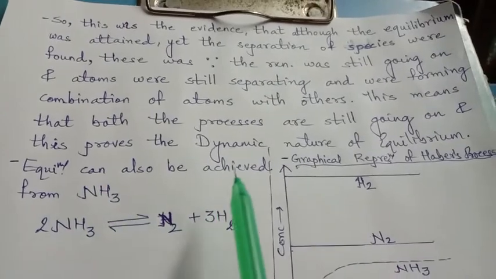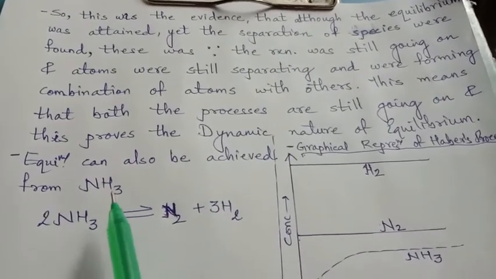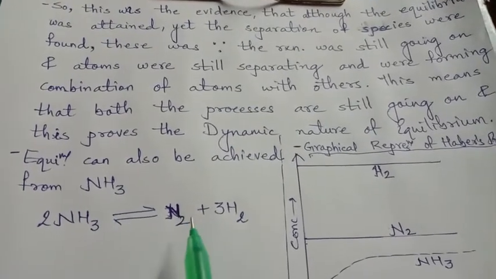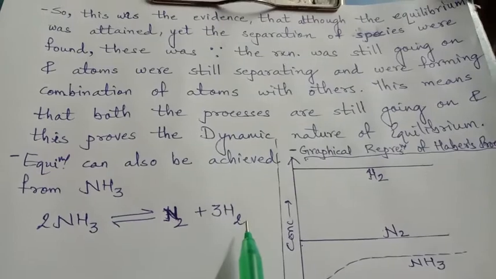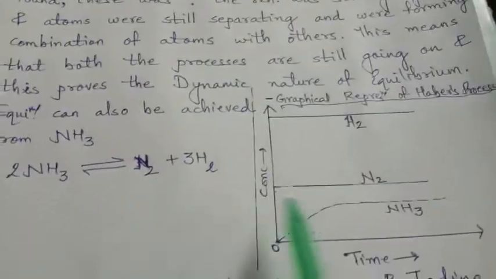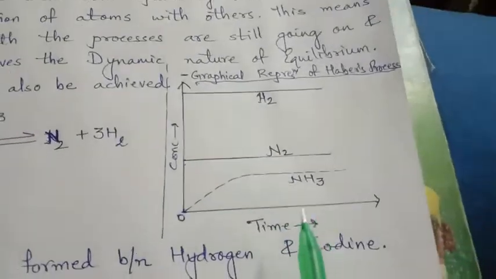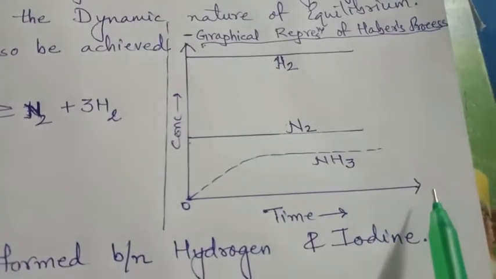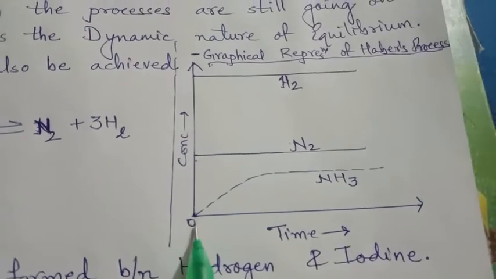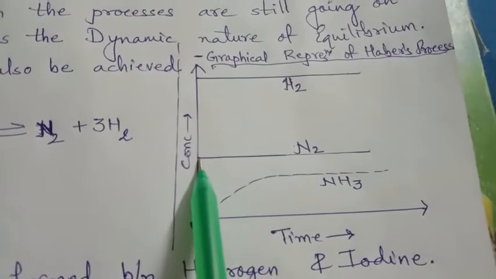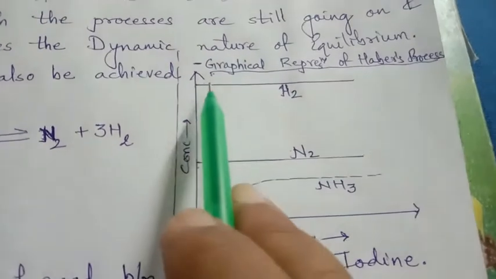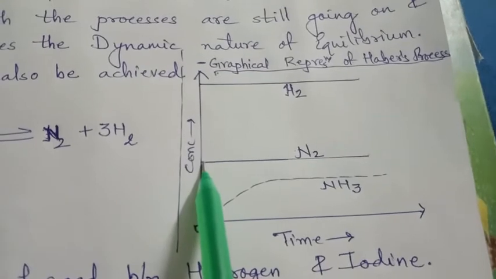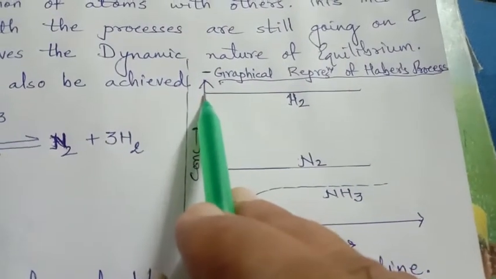Equilibrium can also be achieved from NH3, that is the backward reaction. NH3 when decomposed will give N2 and H2 gas again. Right? So here is the graphical representation of Haber's process. This is the concentration axis. This is the time axis. This is the initial position at 0. Nitrogen is only 1 mole concentration, whereas hydrogen is 3 mole concentration. So here we can see 1 mole for nitrogen and hydrogen at higher concentration.